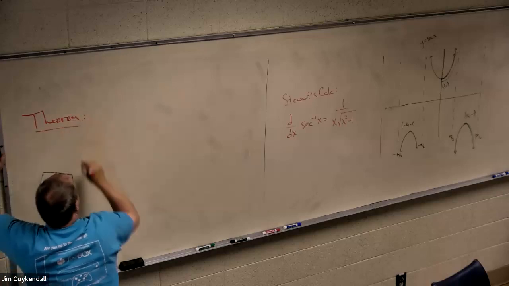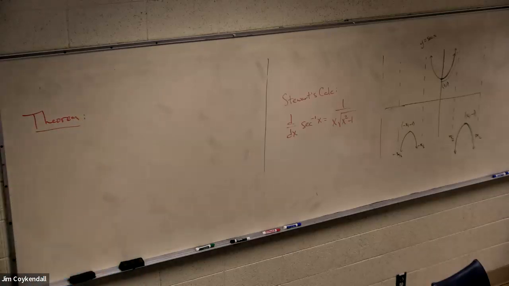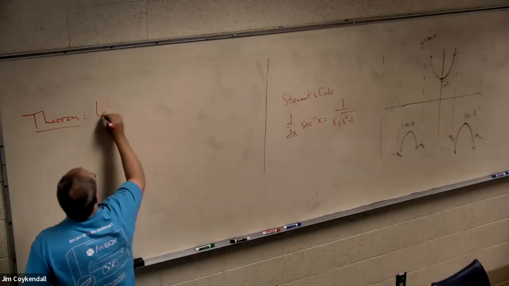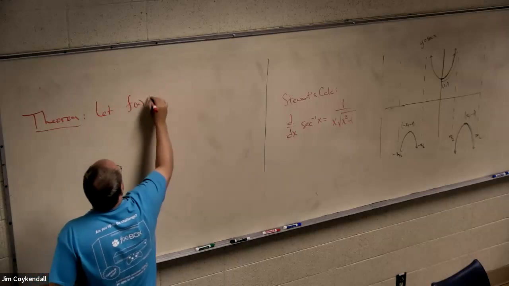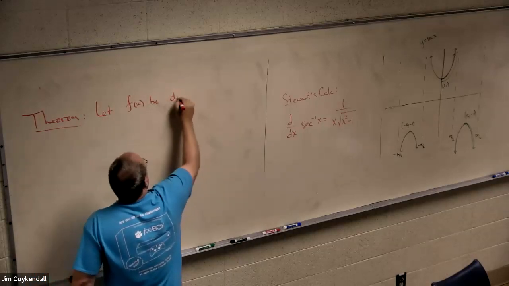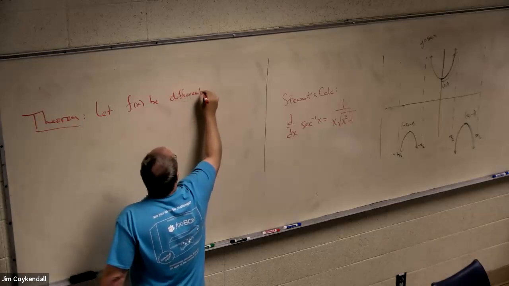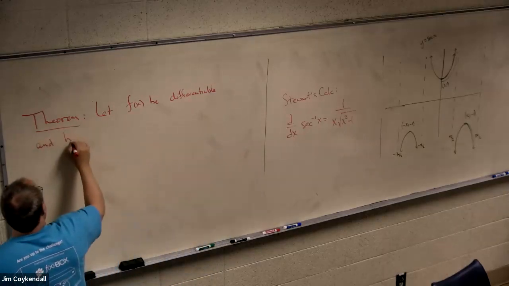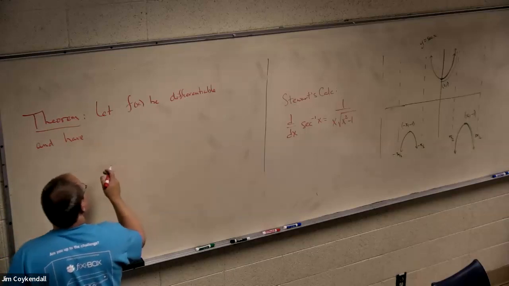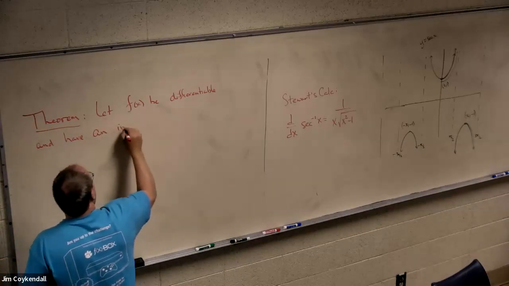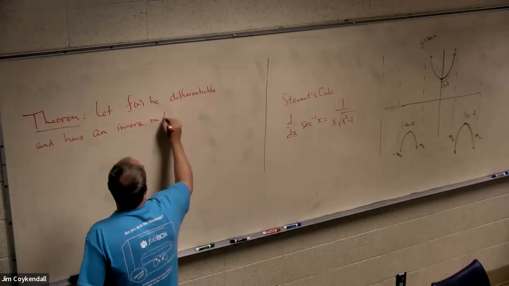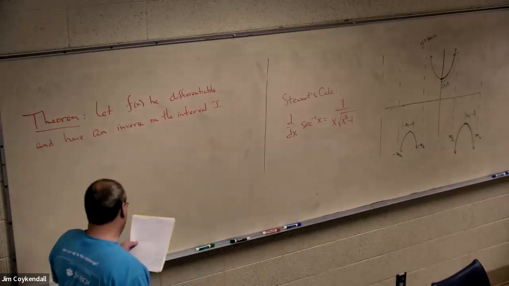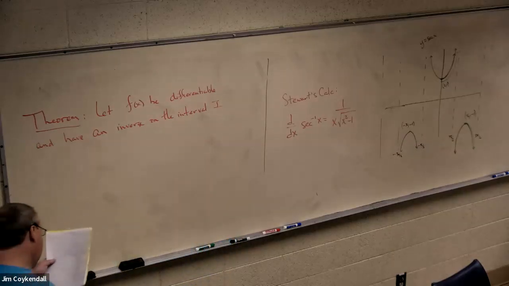So I'm going to actually give you a theorem here, and then I'm going to give an example that shows how to use this. Let f of x be differentiable and have an inverse on some interval I, something like (0, 2).